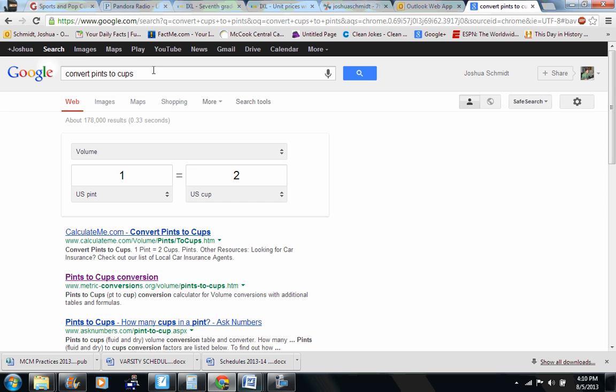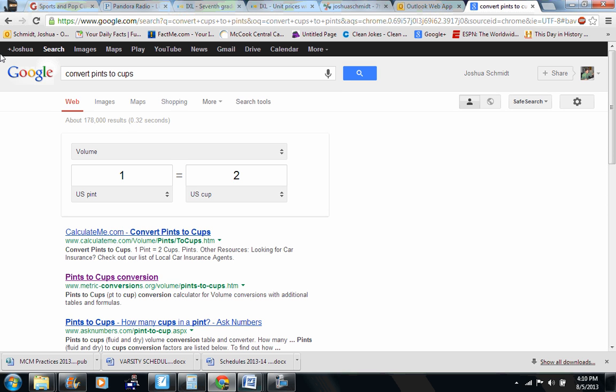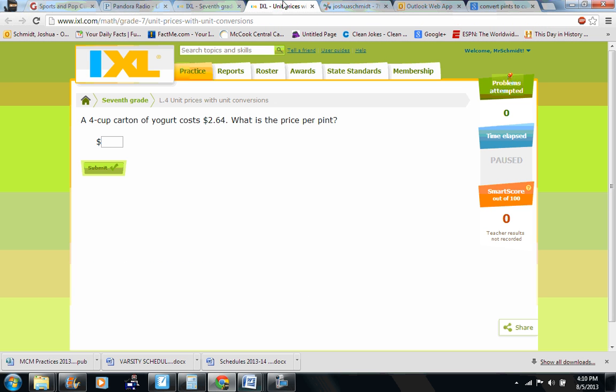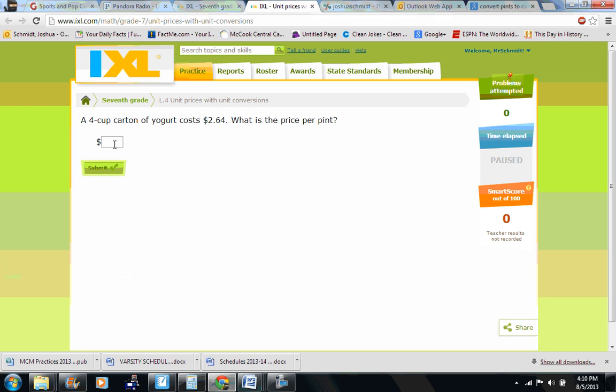And what we do is, I've already shown you here, if you go to Google and you type convert pints to cups. It'll even fill it out for you. Google Convert has a really nice thing. It tells us that there are 2 cups for every 1 pint. So we go back to our problem, and we have 4 cups, so that's equal to 2 pints. So we do 2.64 divided by 2, which gives us $1.32 per pint. And I got to make sure you write this as a dollar form.